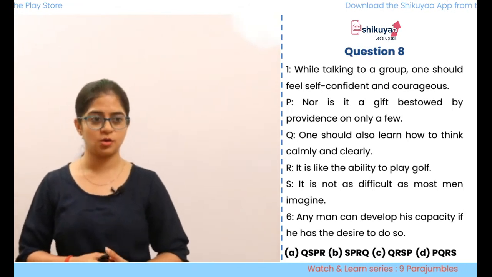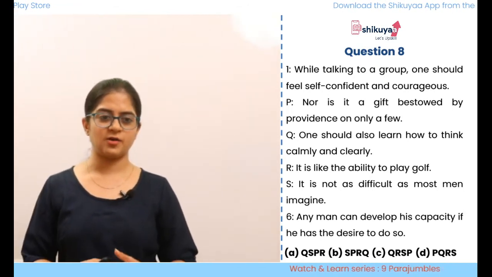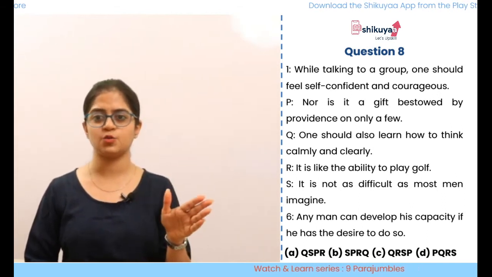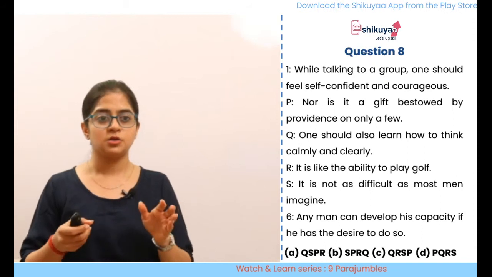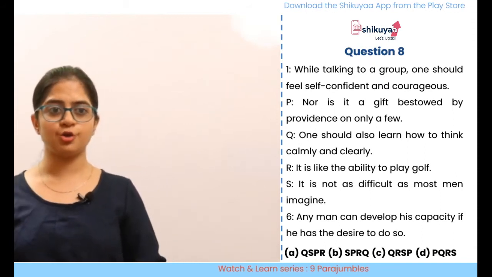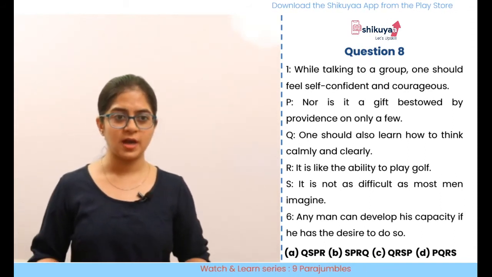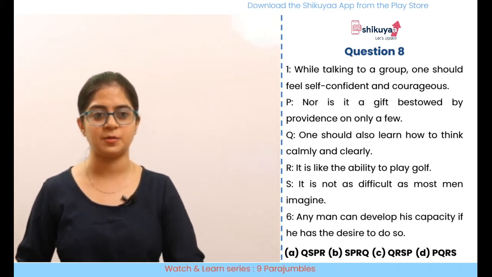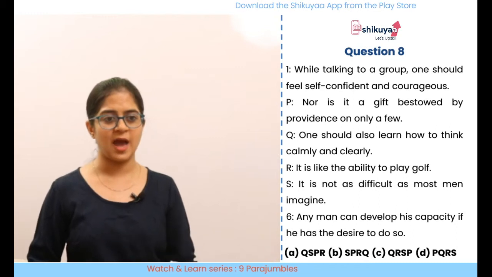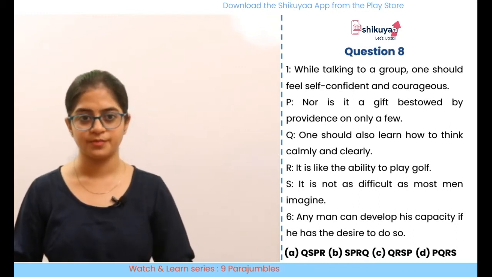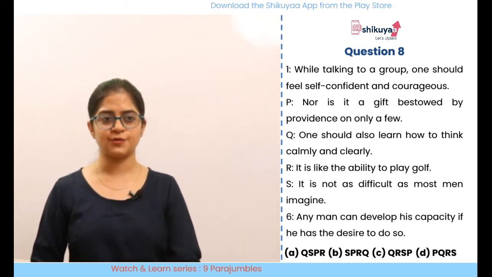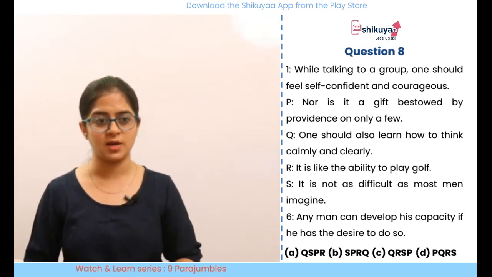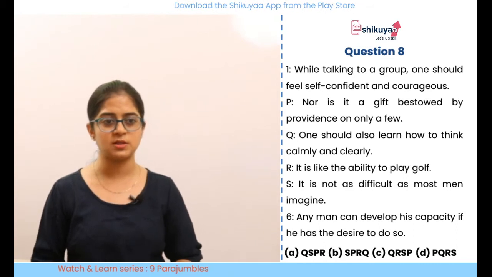Yuvraj. Okay, thank you. Now let us try to solve this. As we have seen, sentence 1 is constant, that is, while talking to a group, one should feel self-confident and courageous. And the sixth sentence says, any man can develop his capacity if he has the desire to do so. Okay, let us search for the more suitable opening sentence among PQRS. Okay, look at the options.